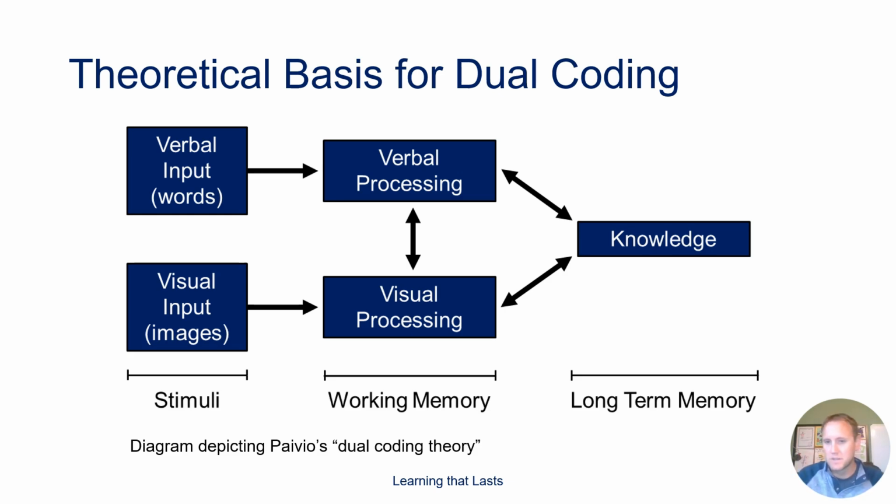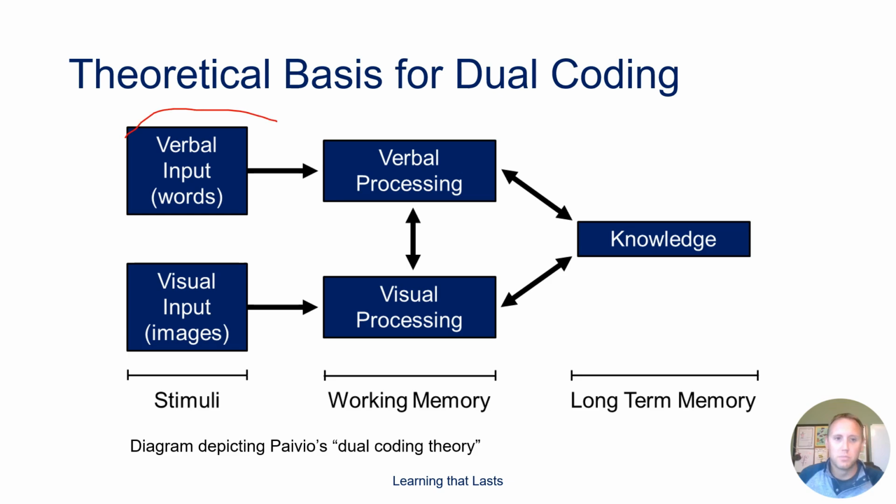And it comes down to something that Alan Paivio was really the person who posited, what he calls dual coding theory, which again just means that we process different sources of information differently within our brain. So this shows a very simplified outline of dual coding, right?